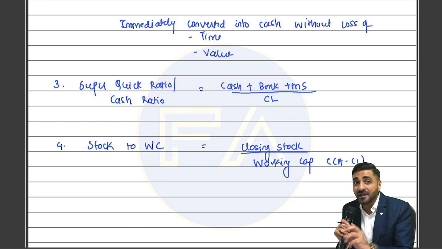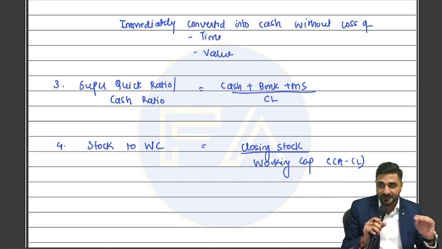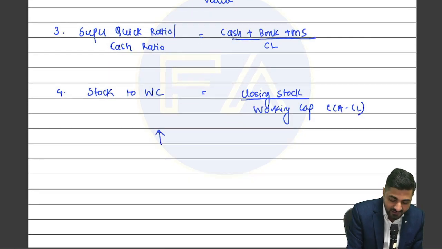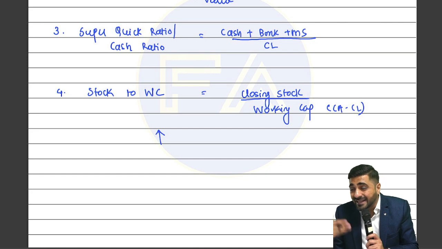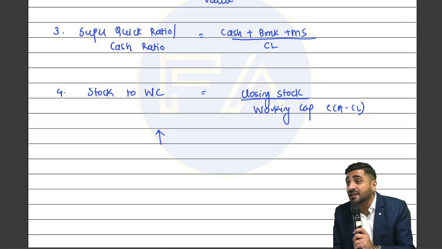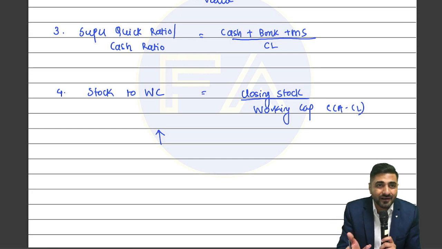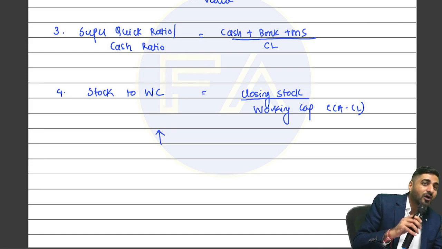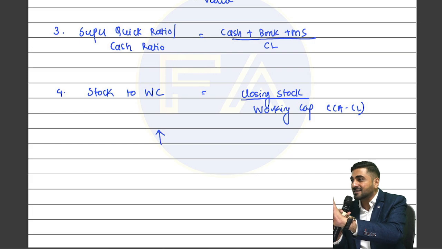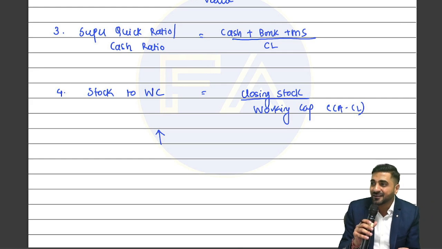So the formula for stock to working capital is closing stock upon working capital. And if this ratio is higher, then what is the liquidity status? Can I say the liquidity will be lower, right? In my example, how much was blocked in the form of stock? 3 lakhs. How much was my working capital? 3 lakhs. So the ratio is 1:1. So the liquidity is 0, right?